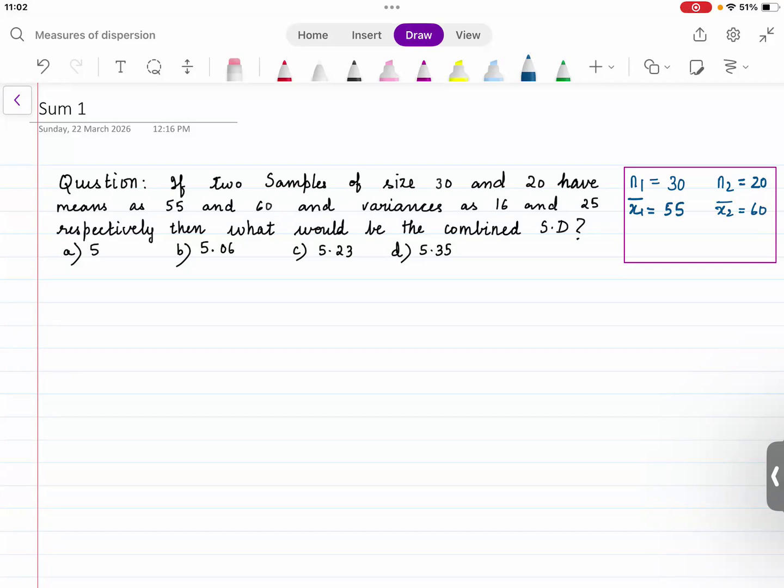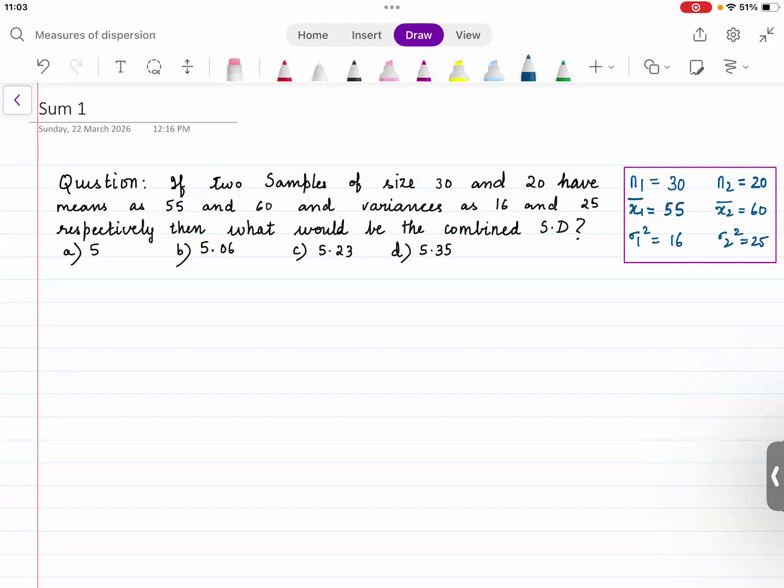Standard deviation is denoted as sigma. So variance is equal to standard deviation square. So variance is equal to sigma square. So variance of group 1 is denoted as sigma 1 square, which is equal to 16. And what is variance of group 2 denoted as sigma 2 square, which is 25.